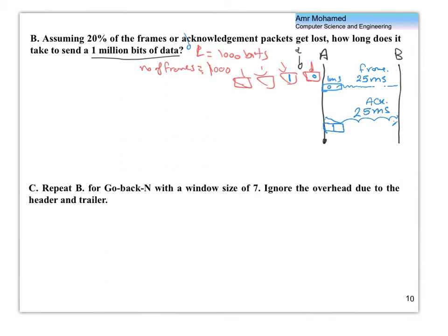We want to calculate the total time. So remember, the number of frames that we have to send after accounting for error. We said that 20% of the frames get lost. So actually, how many frames do I need to send?